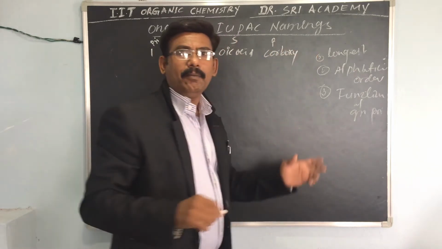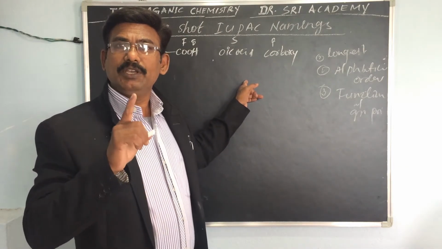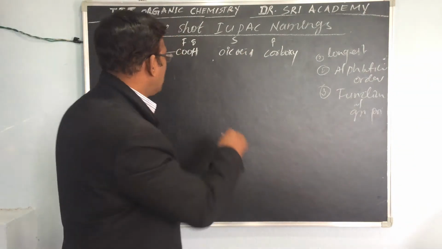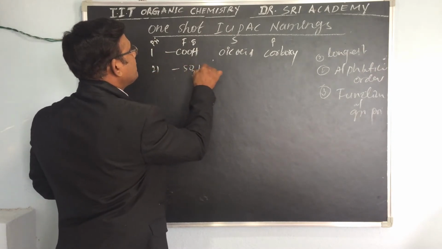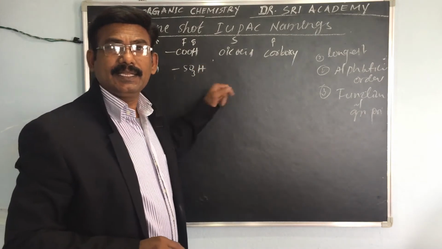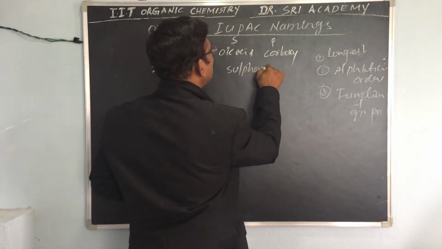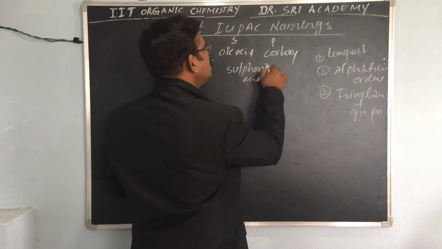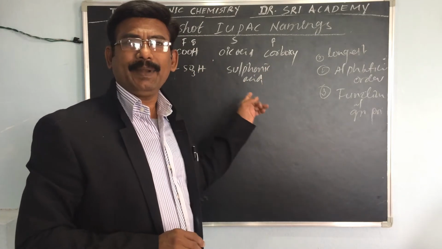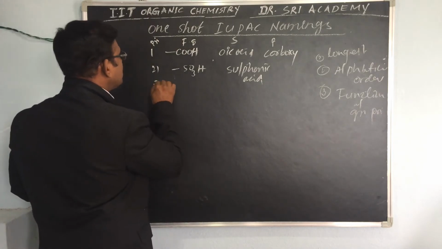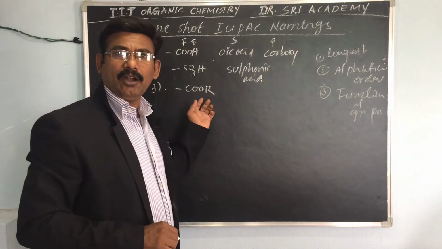So these are mainly important things to give the IUPAC namings. And the second most important is the functional group SO3H. This is a sulfonic acid, suffix sulfonic acid. There is no prefix. Okay? And the third priority is the esters, COOR. This is the third functional group.